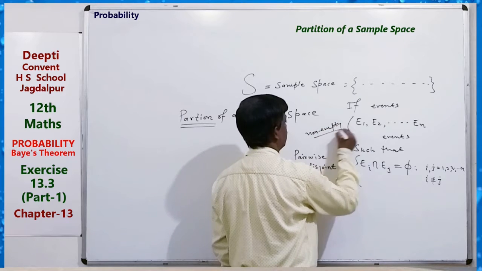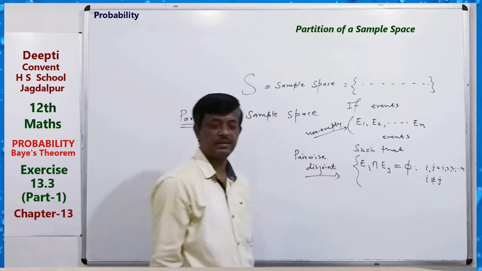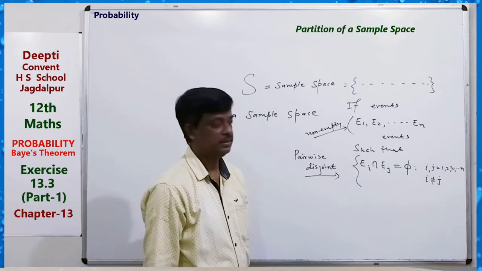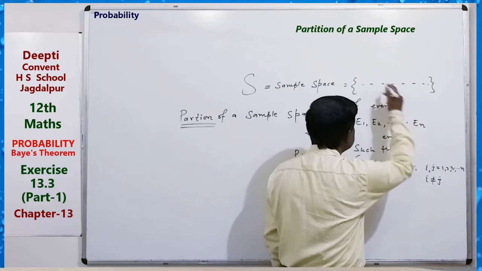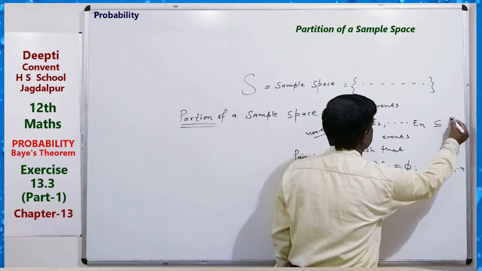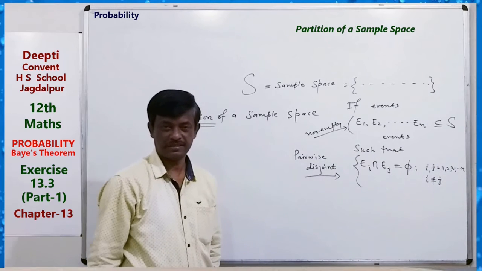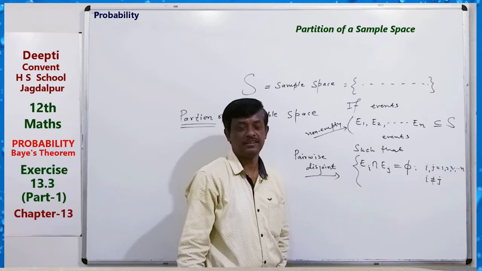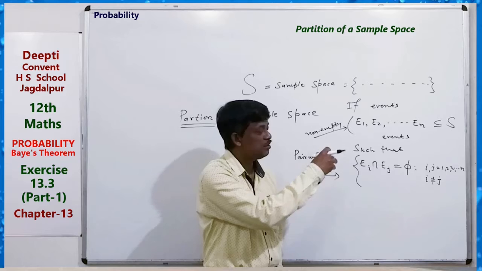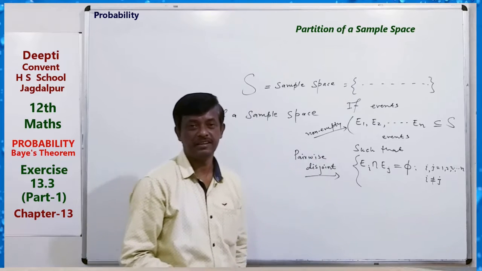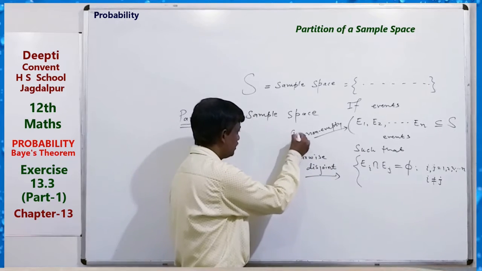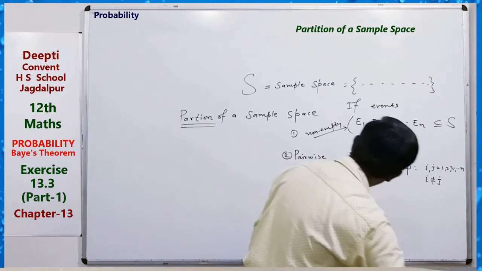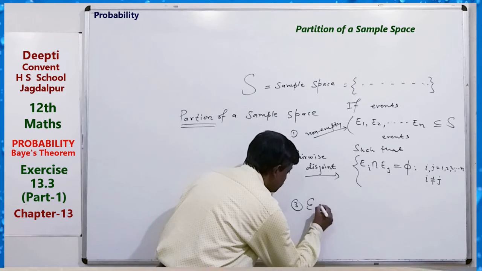Non-empty, pairwise disjoint, and all are subsets of S. If taking the intersection of any two, you get phi. This is first, this is second, this is third. Third is exhaustive.